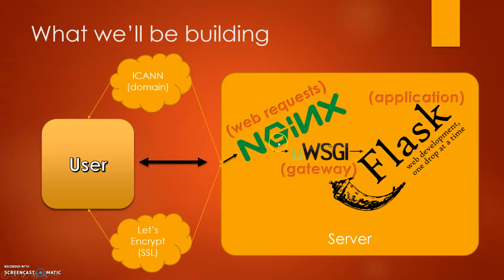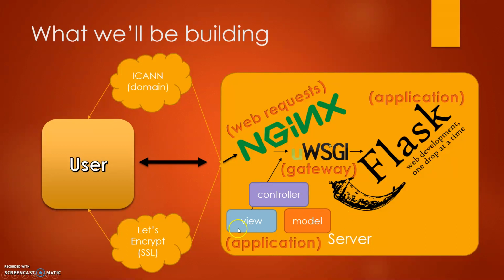And to get it there, I need a gateway to connect the request over to Flask, and we'll use Whiskey, or WSGI, and that's a gateway. So the web request gets passed over by the gateway to the application, and the application here is going to be an MVC application. So the model will be connected to a database.